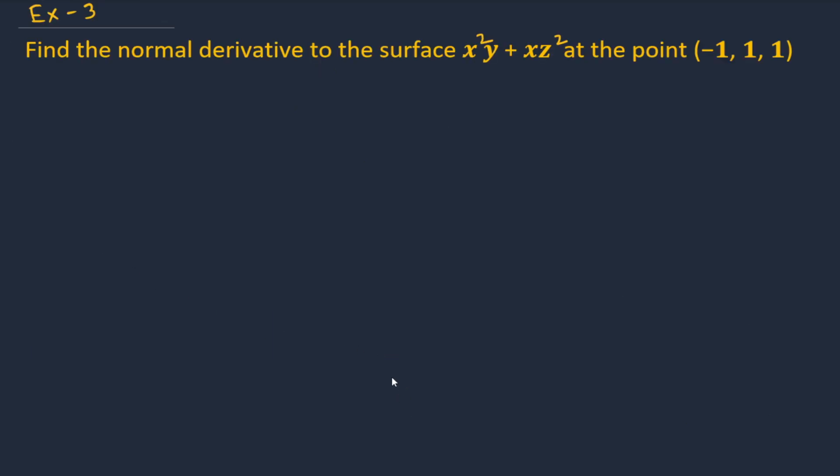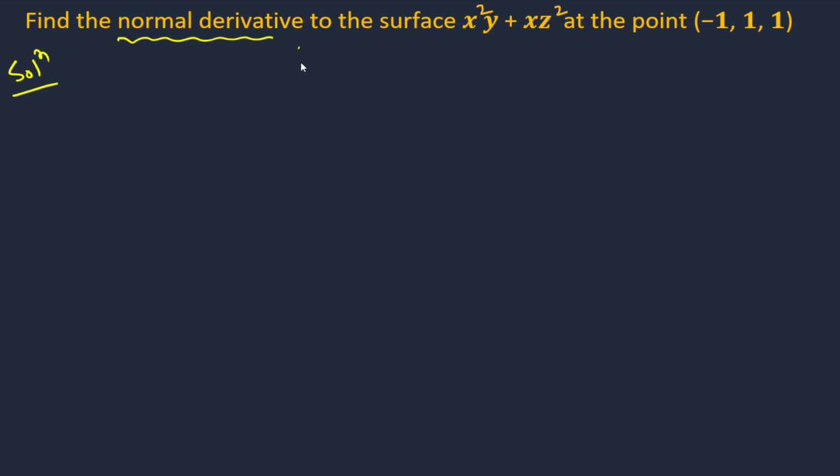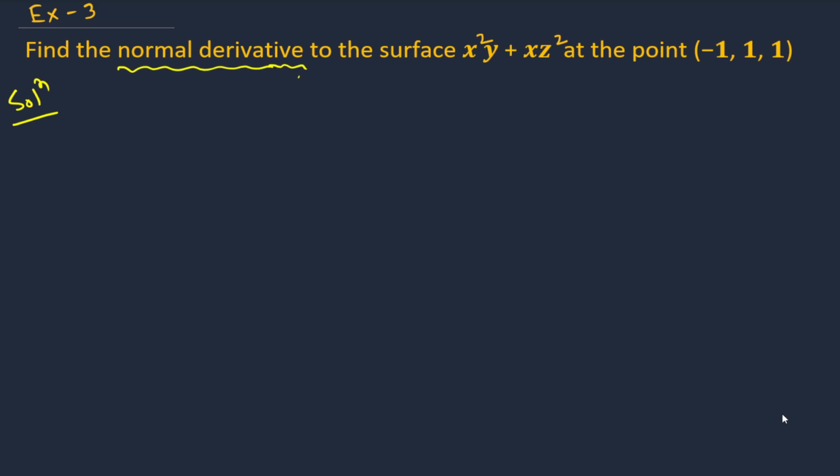Now let us come to the third problem. Here what to find? Find the normal derivative to the surface x square y plus x z square at the point -1, 1 and then 1. So again the function is what? It's slightly different, but what to find? Normal derivative, not unit normal. Okay, this is not unit normal. We have to find here normal derivative. So in the same way we will start. Let phi equals x square y plus xz square.